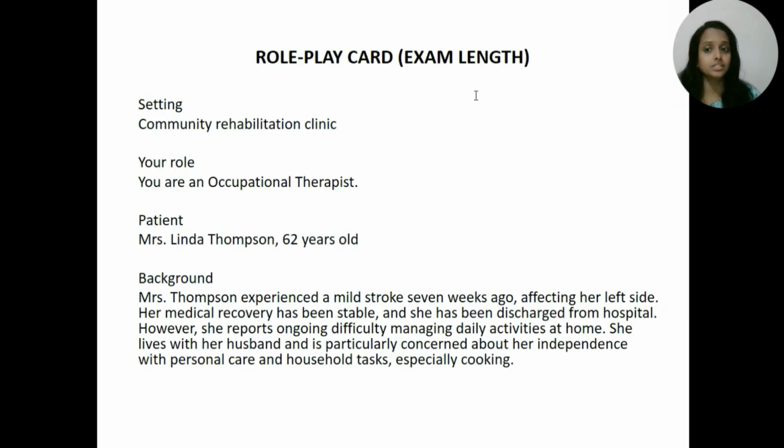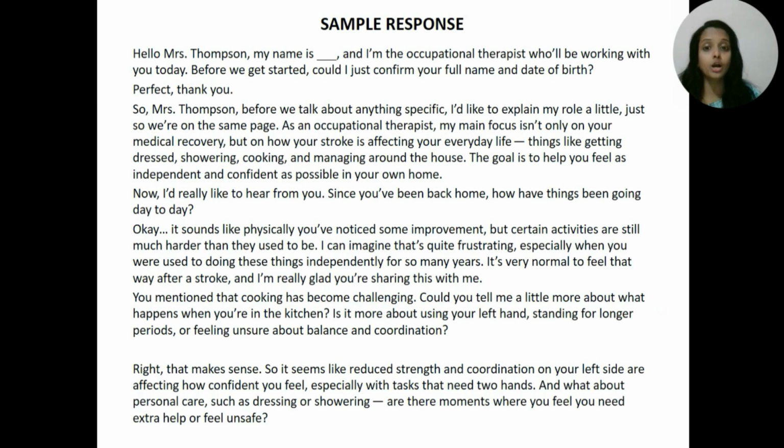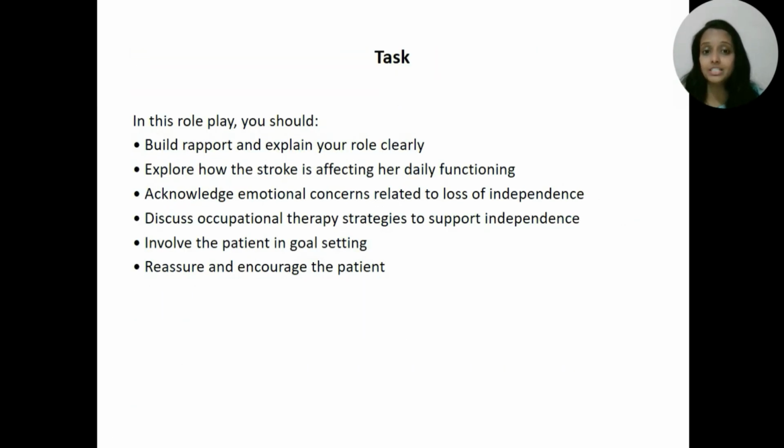And your task in this role play is to build a rapport, explain your role clearly, explore how the stroke is affecting her daily functioning, and acknowledge emotional concerns related to loss of independence, discuss occupational therapy strategies to support independence, involve the patient in goal setting, and reassure and encourage the patient. So, all the things that we have discussed, you have to incorporate here, right? Let me give my response.